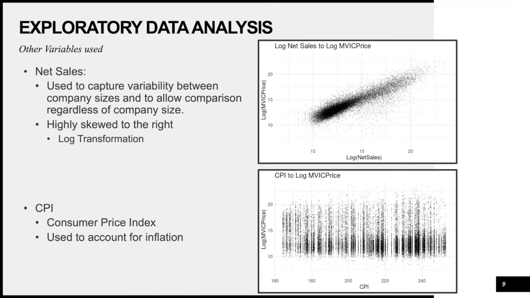Due to the dataset spanning 20 years, the model also has a CPI, or Consumer Price Index, variable inserted. The variable's main purpose is to take inflation over the 20-year time period into account, so that we're essentially comparing real dollar values.